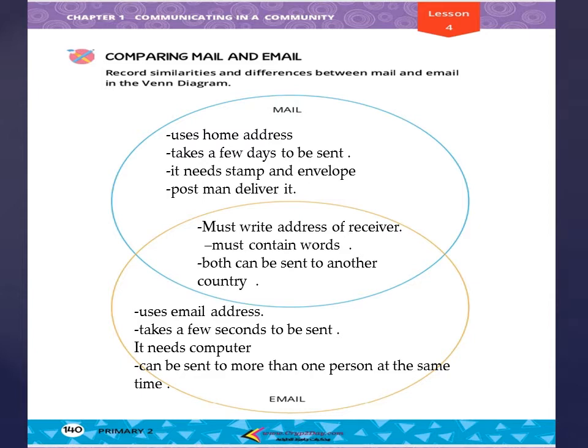Okay. Now we will talk about differences between mail and email. Okay, let's start with mail. Okay. In mail, we use home address. We will use home address. Okay. Number two, it takes a few days to be sent.